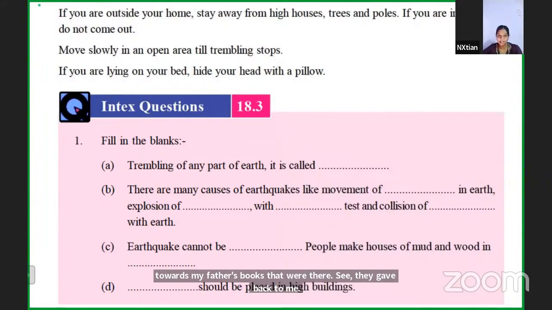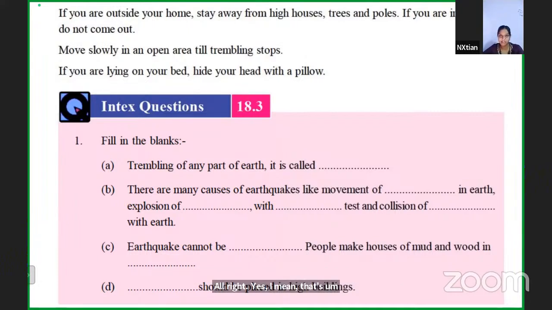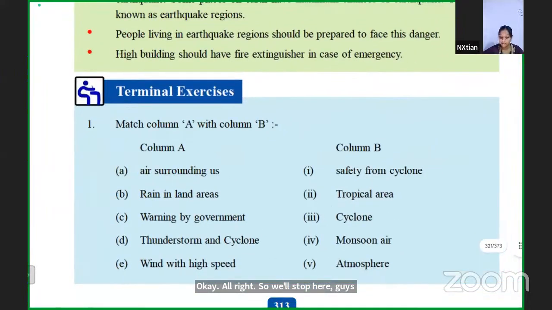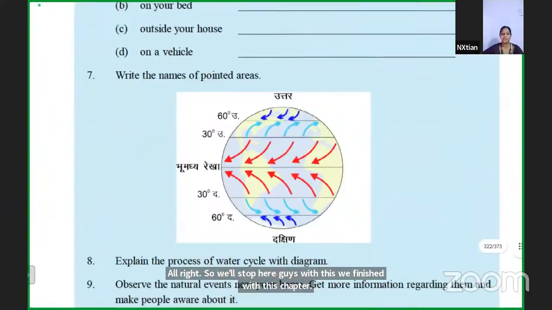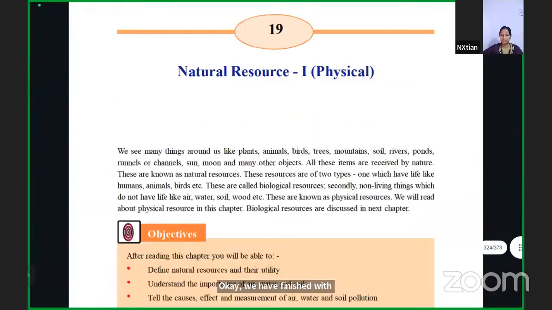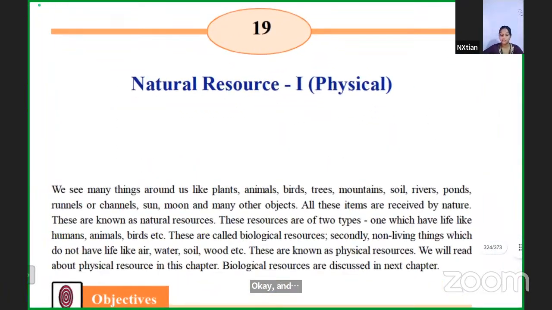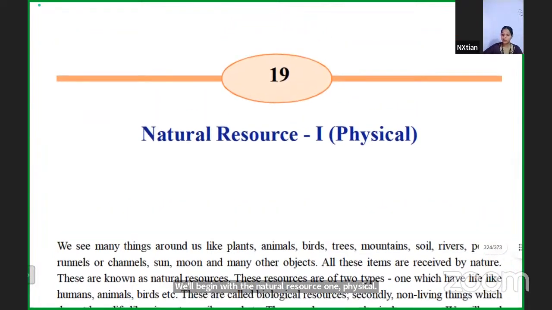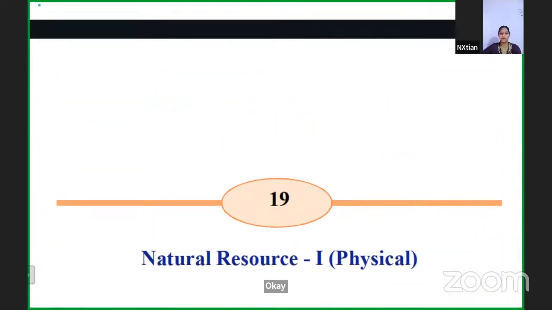Yes, that's a good range of earthquake magnitude, from micro to great earthquakes. All right, we'll stop here, guys. With this, we have finished the earthquake chapter. When we meet again, we'll begin with the natural resources chapter, physical. Tomorrow I'll see if I can begin this chapter. Okay, we'll stop the class here.